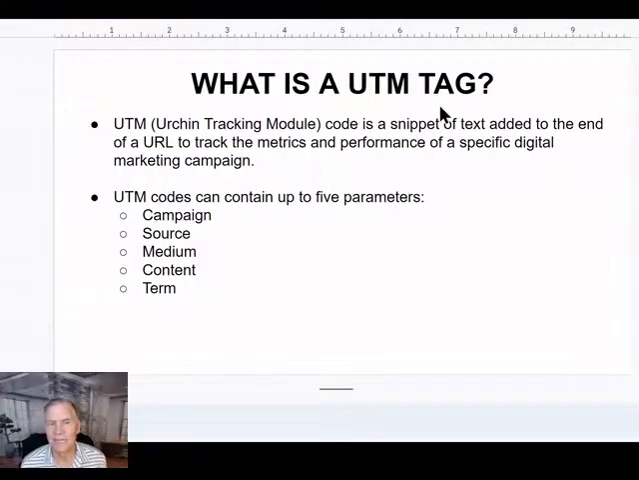A lot of people are like, what's a UTM tag? If you don't know what a UTM tag is, basically it stands for urchin tracking module. A UTM code is a snippet of text that can be added to the end of a URL to track metrics and performance of a specific digital marketing campaign, as it states there. You can actually track up to 5 parameters: the campaign, the source where it's coming from, the medium, the content, and the terms. Those are things you can utilize with UTM tags.